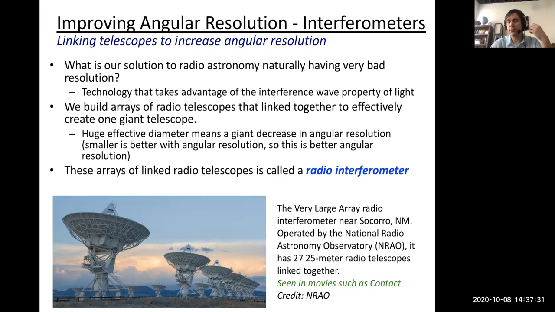So most interferometers are radio interferometers. One of the most famous radio interferometers is in Socorro, New Mexico. It's called the Very Large Array. If you've ever seen the movie Contact, you've seen the VLA. And it is composed of 27 different telescopes. Each telescope that you're seeing here is 25 meters in diameter.